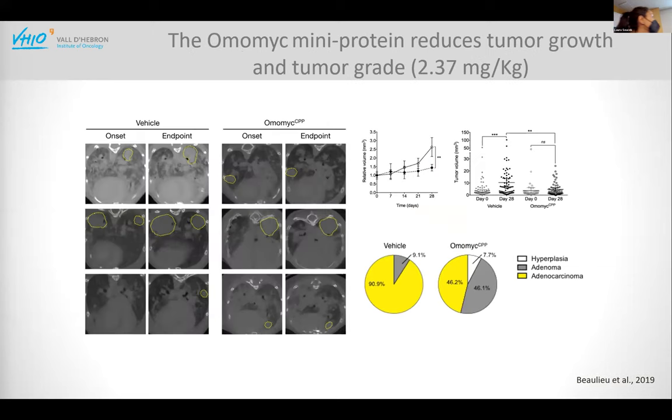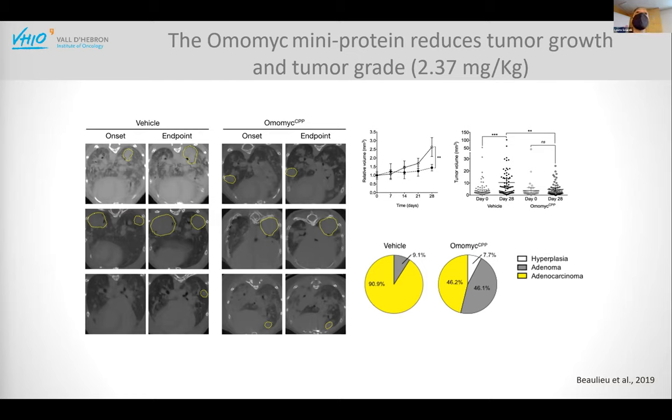So we started treating animals, as I was saying, with lung adenocarcinoma. These are longitudinal studies in vehicle treated animals and in Omomyc treated animals. This is the onset and 4 weeks later. In the vehicle treated animals, all the tumors have grown during this time, and some tumors have even appeared de novo. But in the Omomyc treated animal, no tumor shows significant growth. This is the relative quantification. So this is the control, and this is the Omomyc treated animals.